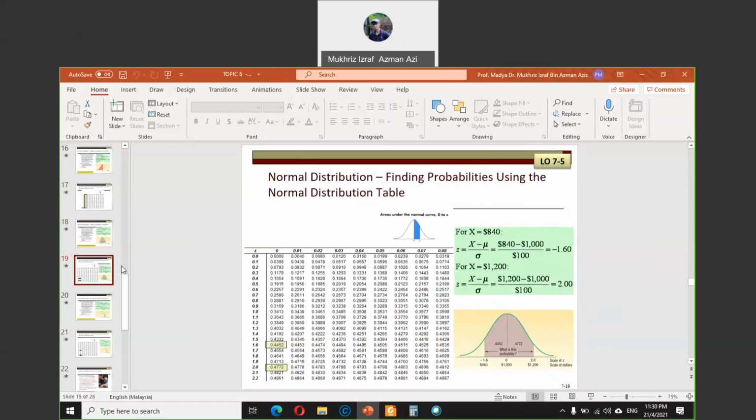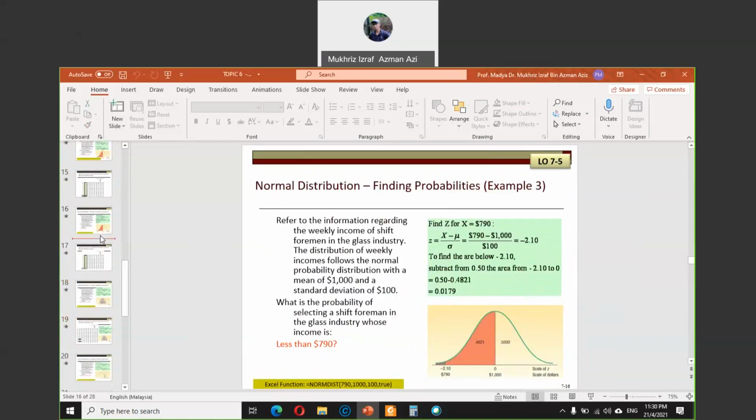The other scenario is if the value is pointing to the left side of the tail, like this one, less than a negative value, or to the right side of the tail. For example, you want to calculate P(Z) more than, let's say, 2.1. So let's say this is 2.1. More than 2.1 means you want the area to the right of 2.1. So that will be this area.